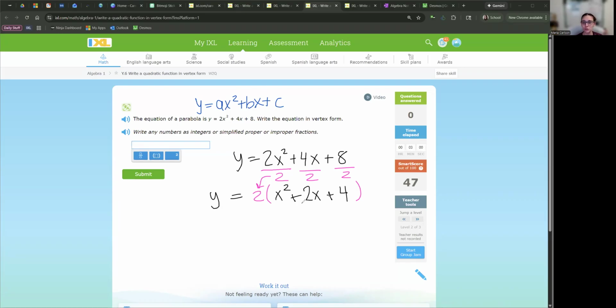Now, we already have a 2 being multiplied to everything. So I'm going to rewrite this off to the side here as y equals 2 times this x squared plus 2x, and then we're going to add in this new perfect square value, and then we'll also have to subtract it, and then we have this plus 4. So we'll switch back.